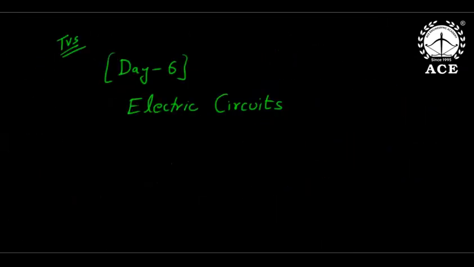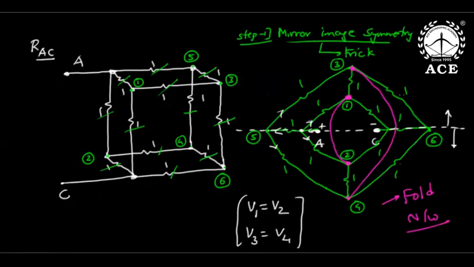Okay, a quick review of what we did yesterday. Last class, we were continuing that cube problem. But in this case, we are asking RAC, the opposite diagonal corners of one of the surfaces. Here, path resistance in all paths is not equal, so we cannot do current division and apply KVL.